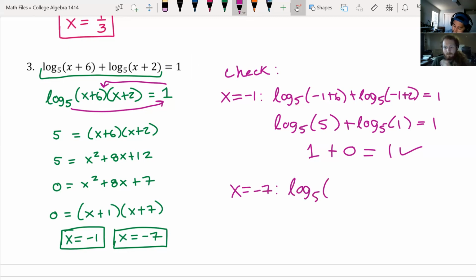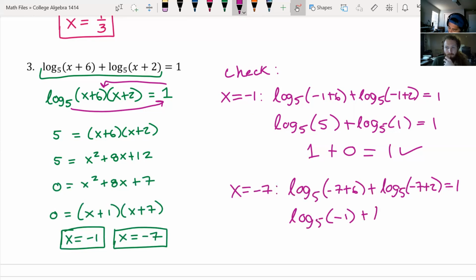And you'll get log base 5 of (-7 plus 6) plus log base 5 of (-7 plus 2) equal to 1. And here you'll get log base 5 of -1 plus log base 5 of -5. Well, this doesn't work out because we cannot take the log of negative numbers. Okay. So this means that -7 is our extraneous solution.